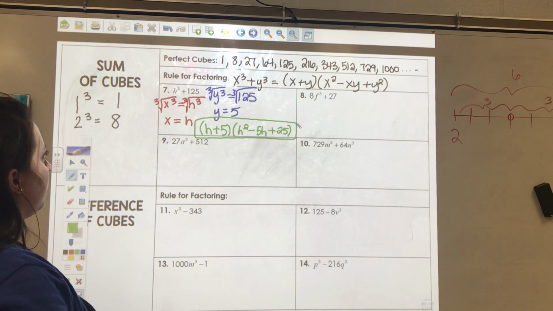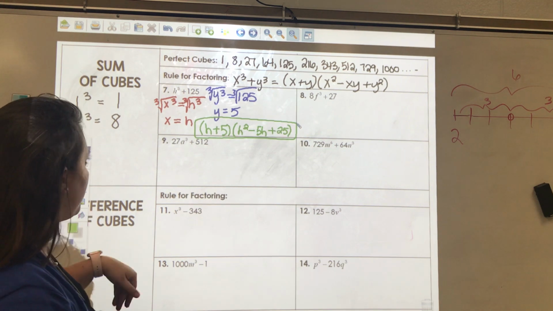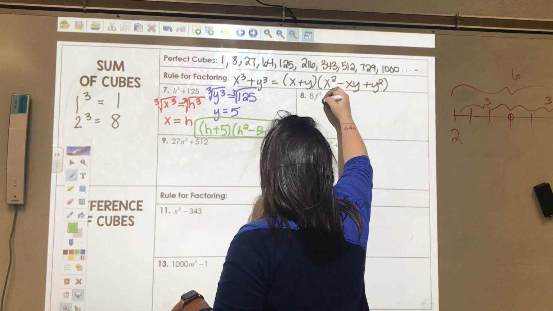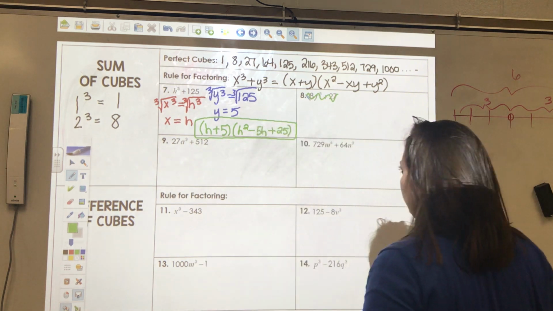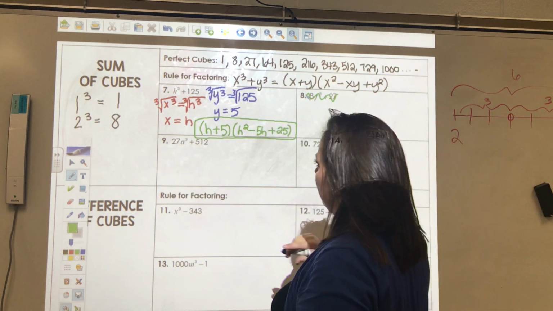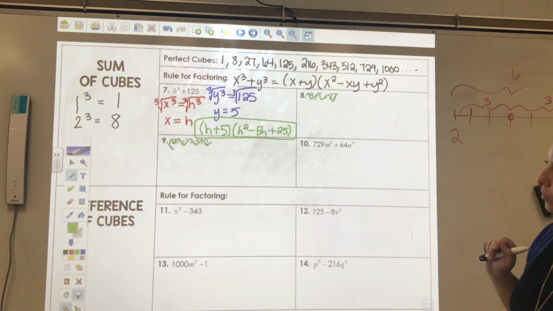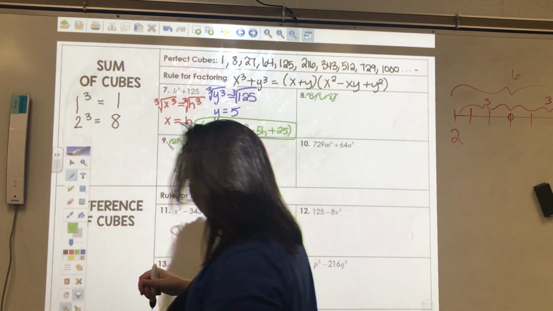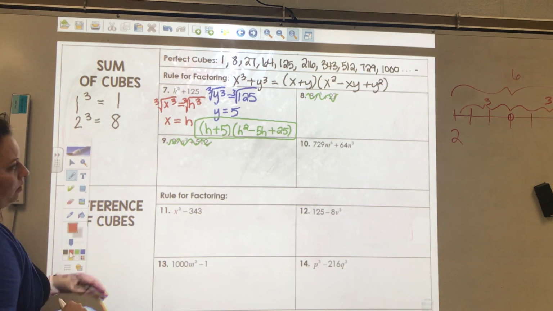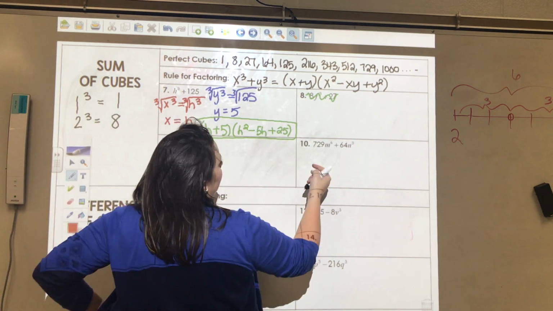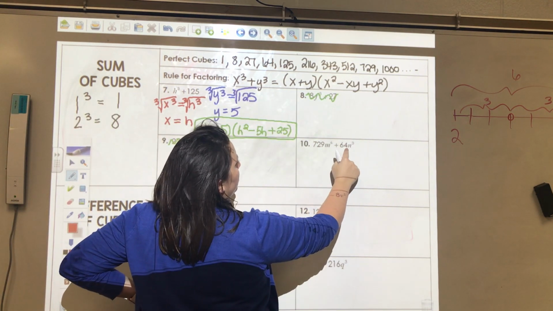All right. Let's move on. We'll skip number 8 for time. We will skip number 9. And let's do number 10 as our last example for this one. So it's the same exact process. I'm going to use my red ink. Once again, I need to find out what is x. So it's in the form of x cubed plus y cubed.